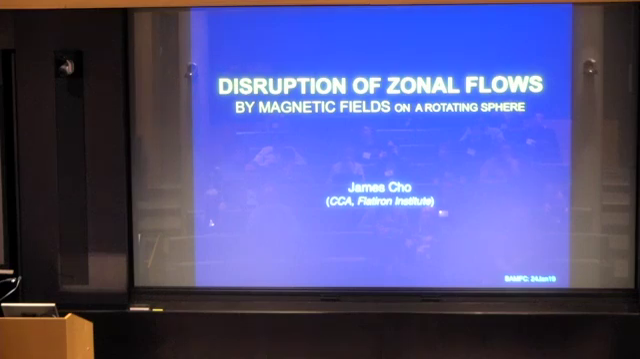All right. So we're going to change scales now and talk about effects of magnetic field on much smaller objects like planets and possibly stars.